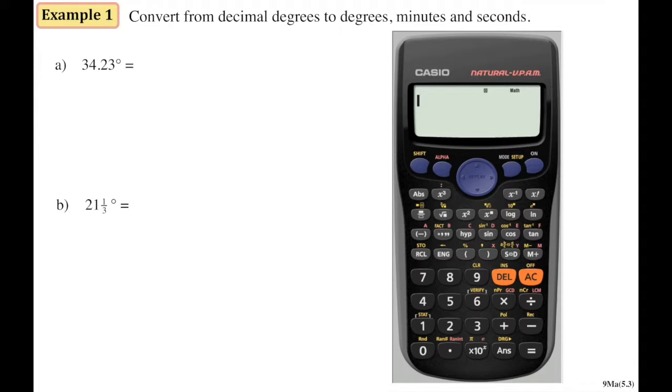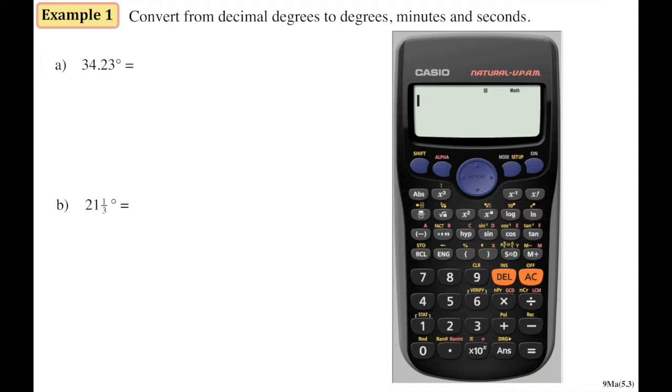You may remember from a few classes ago I talked about how angles could be measured using degrees, minutes and seconds. And I gave examples similar to this. 25.5 degrees is equal to 25 degrees and 30 minutes because 0.5 of a degree equals 30 minutes, or half a degree equals 30 minutes, a little bit like half an hour equals 30 minutes. So let's see how we can do this using our calculator.